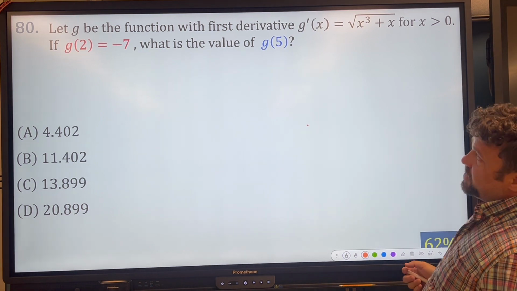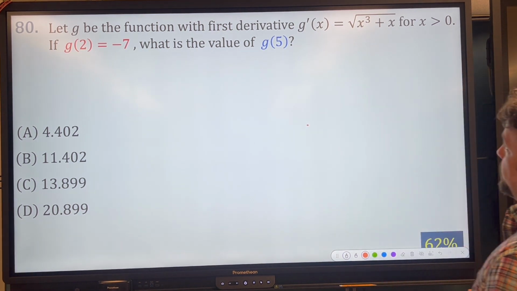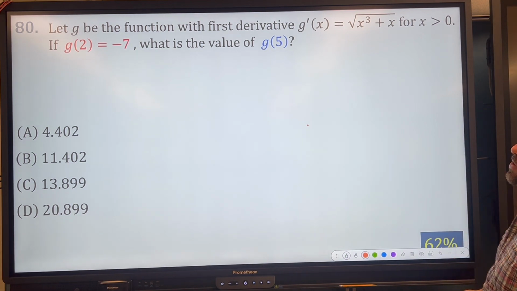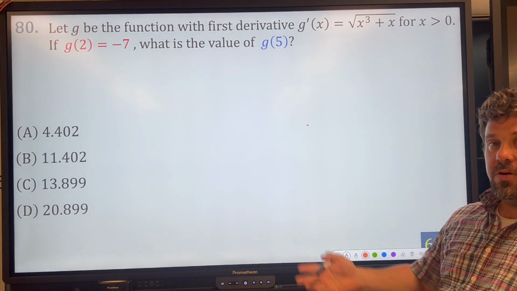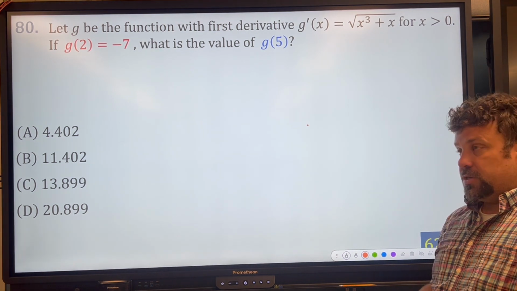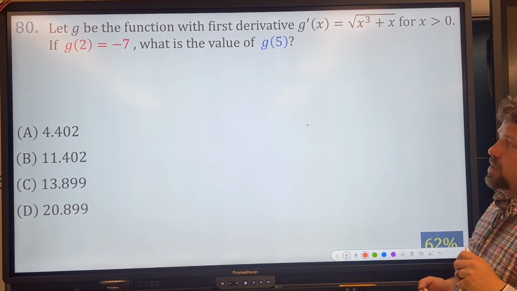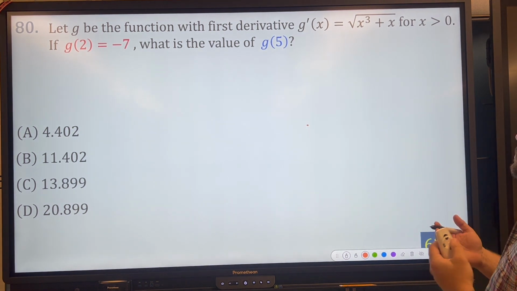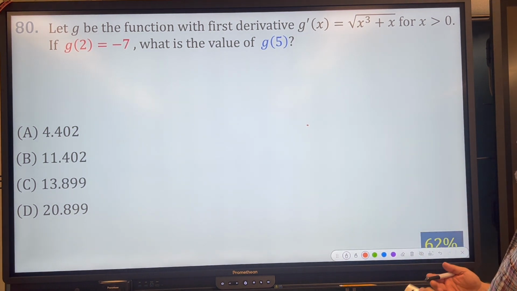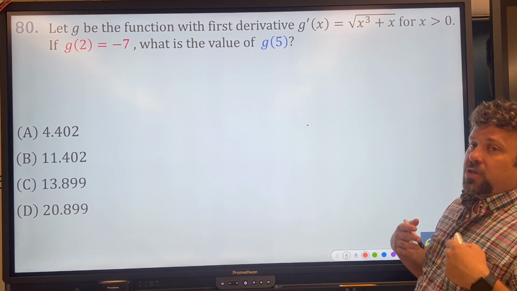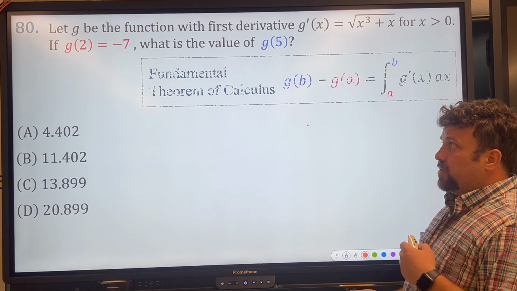Next question. Let g be the function with the first derivative g prime of x equals the square root of x cubed plus x for any x greater than 0. If g of 2 equals -7, what would the value of g of 5 be? All right, so this one's a little tricky too. You're given a derivative, and what you want to do is find the actual value. So to get from a derivative to the regular value, you have to do something called integration.